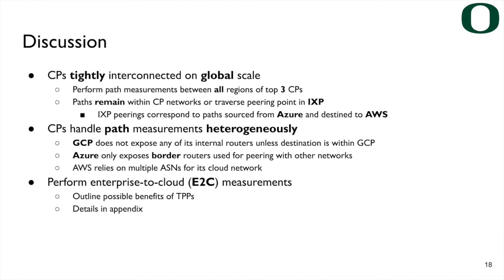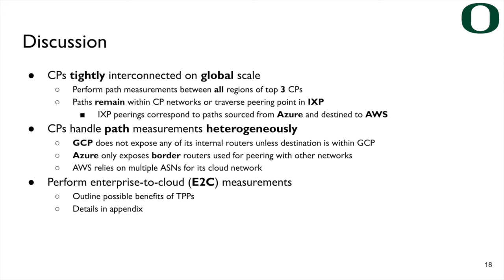Lastly, we wanted to have a discussion on some other measurements that we performed but couldn't present due to brevity. Motivated by the observation that cloud provider networks are tightly interconnected with each other, we performed the same measurement on a global scale. So we deployed virtual machines within all global regions of these top 3 cloud providers and performed pairwise path measurements. Again, we observe that we only see the source and destination cloud provider networks within our paths, with the exception of a couple of paths that had IXPs along the way. But even for those, the endpoints of these interconnections were both the source and destination cloud providers.